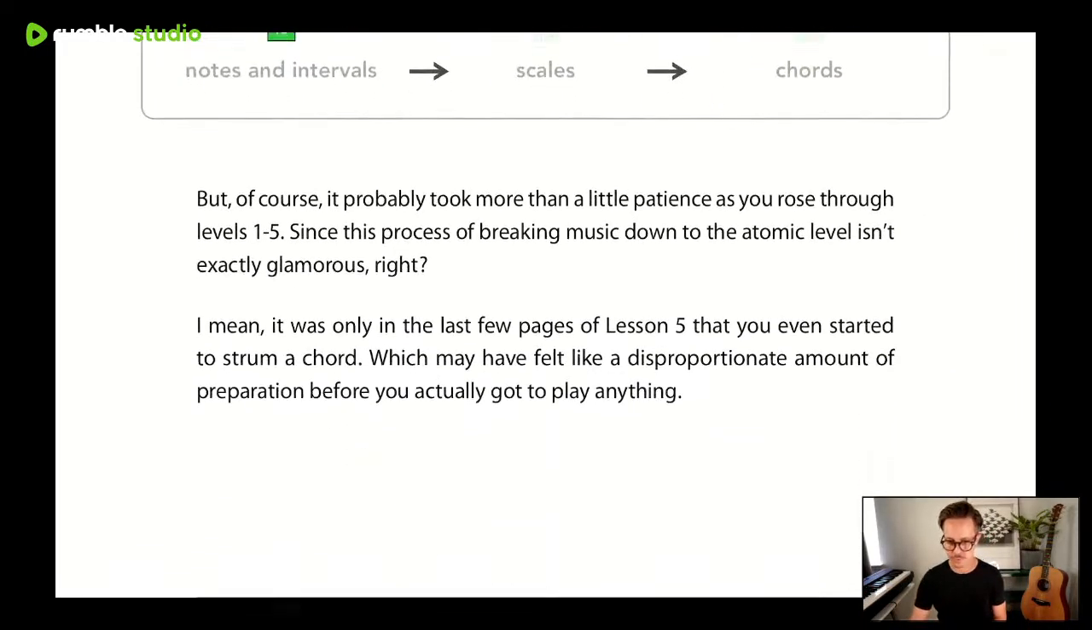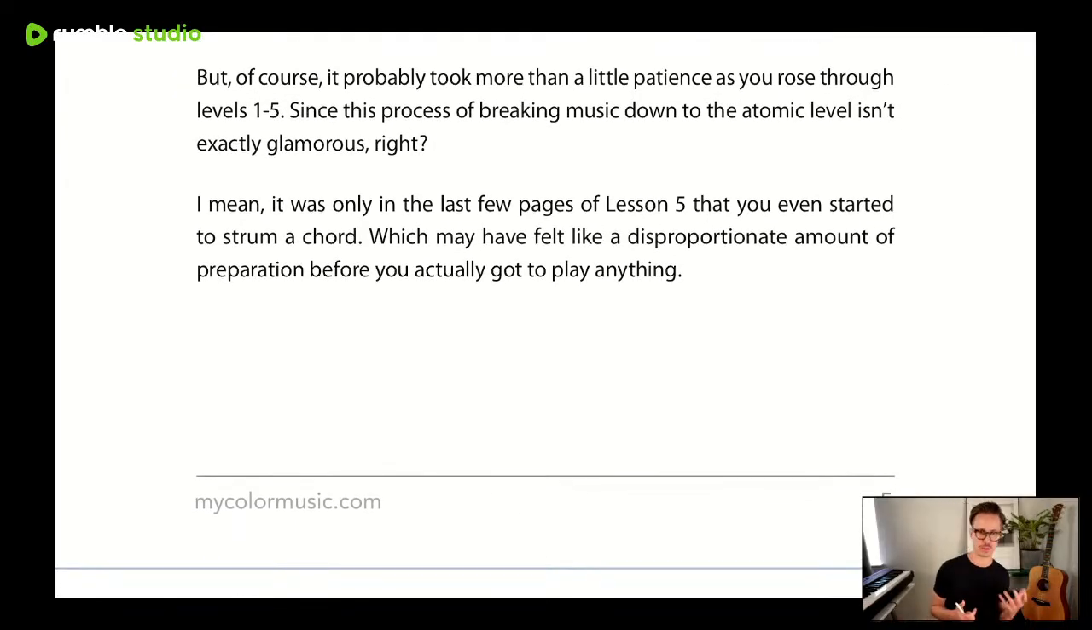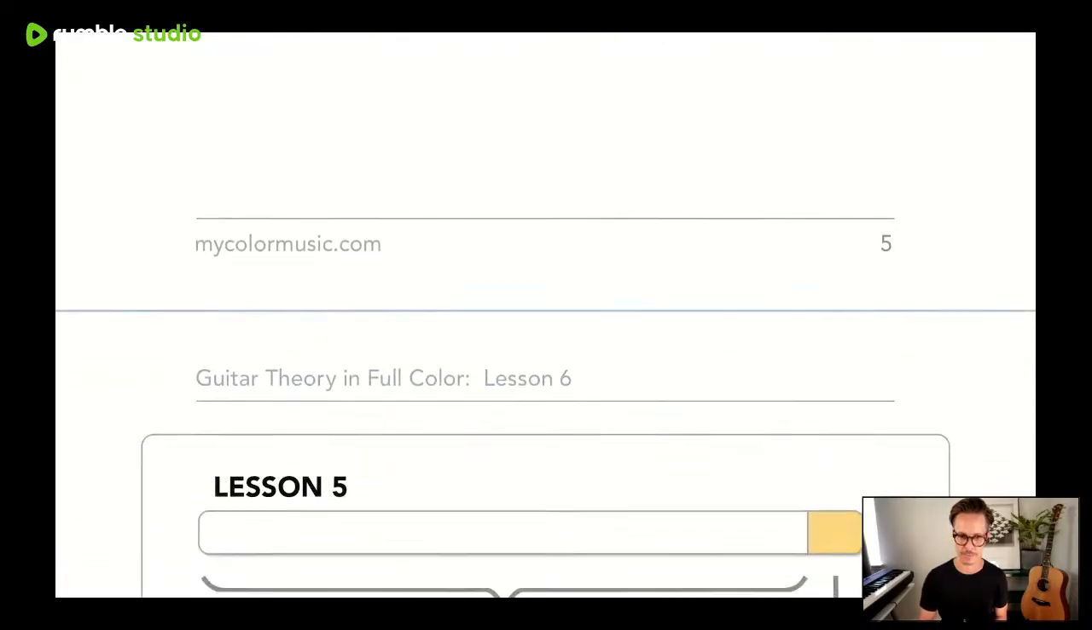But of course, it probably took more than a little patience as you rose through levels 1 through 5, since this process of breaking down music to the atomic level isn't exactly glamorous, right? I mean, it was only in the last few pages of lesson 5 that you even started to strum a chord, which may have felt like a disproportionate amount of preparation before you actually got to play anything.